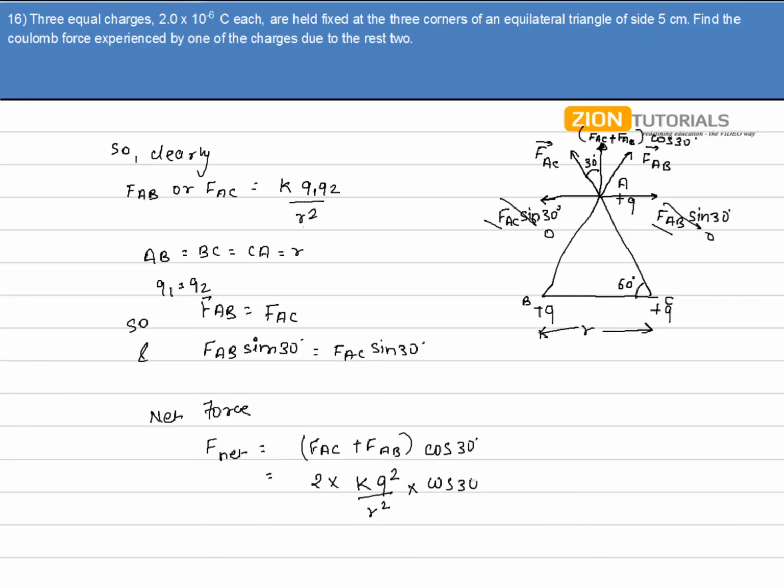of 30 degrees. Now we have the charge Q as 2 into 10 to the minus 6 coulomb and the value of R as 5 centimeter. So on substituting all the values, we'll get the answer as 24.9 Newton. That is the answer.